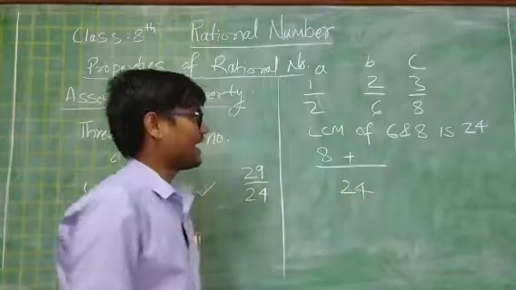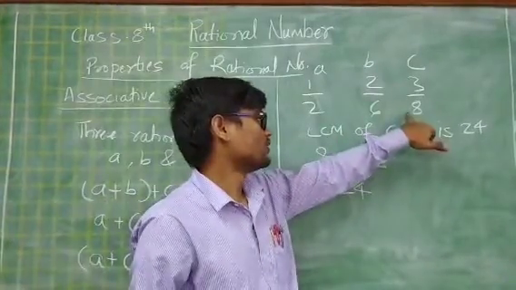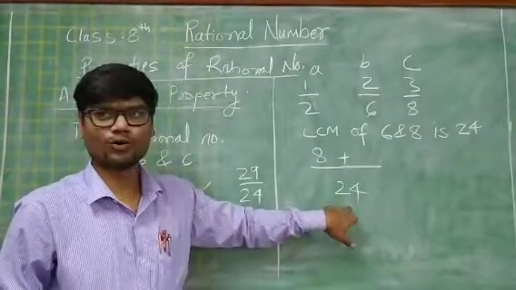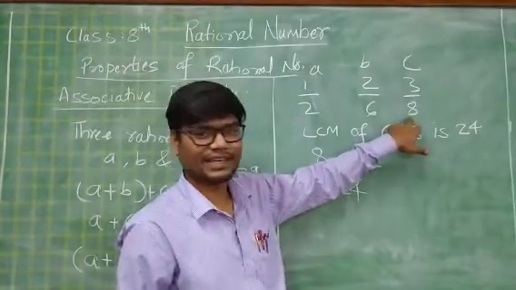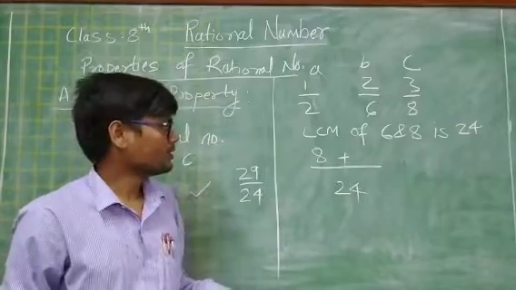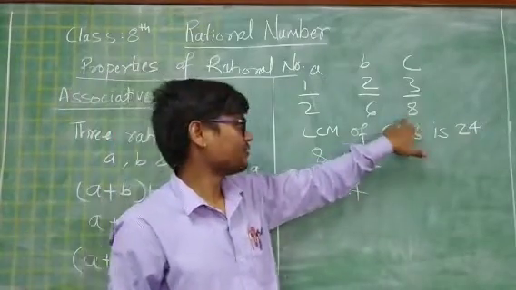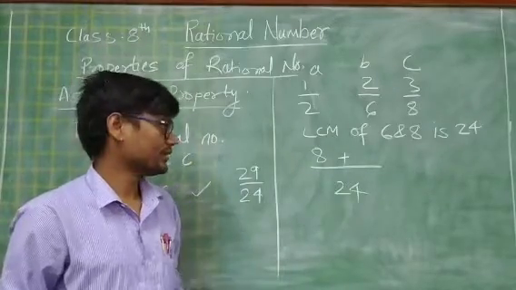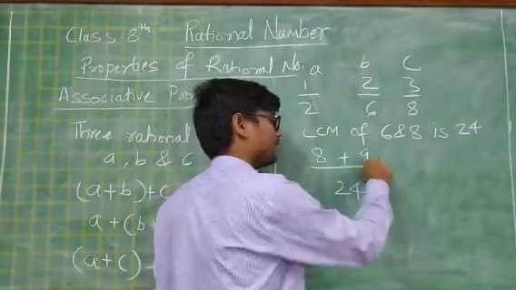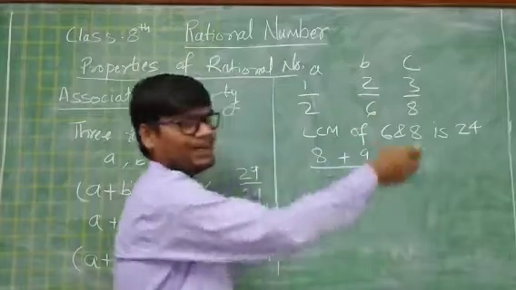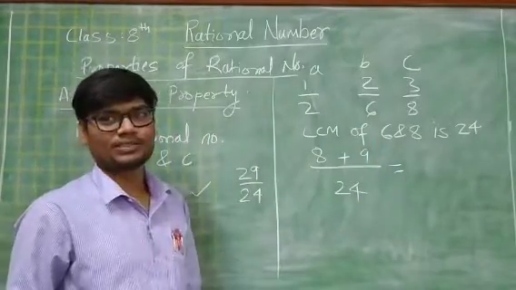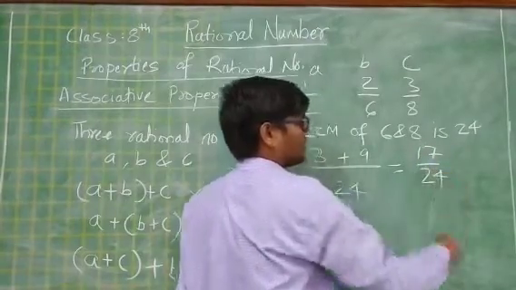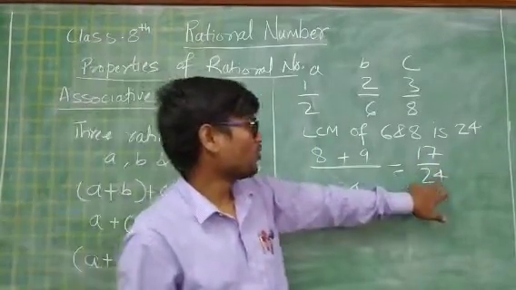Plus we are adding b and c. So this denominator here is 8. To make this 8 as 24, we should multiply this 8 with 3. Since we are multiplying 8 with 3, we should multiply 3 also with 3. So 3 threes are 9. And the sum of b and c is 8 plus 9, 17 by 24. Now this is the sum of b and c.